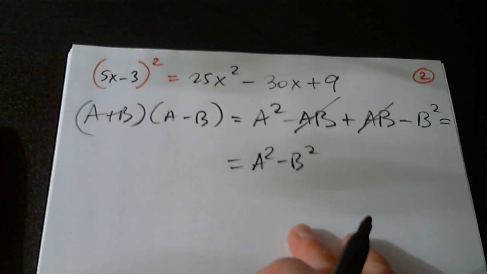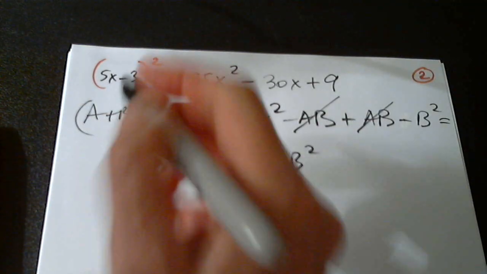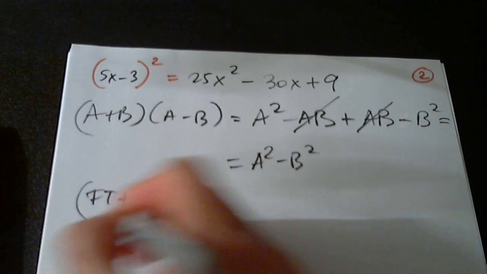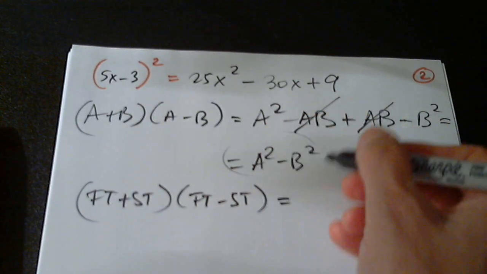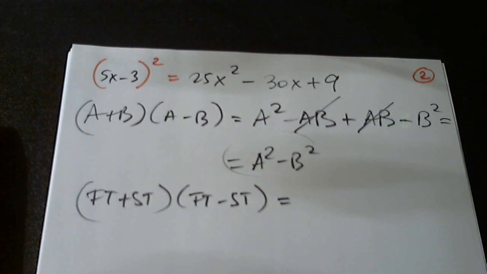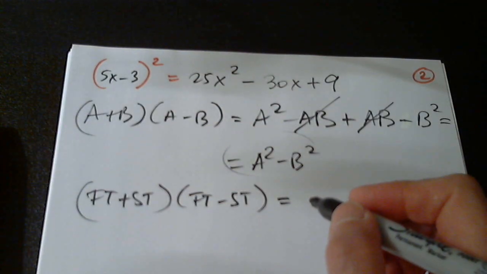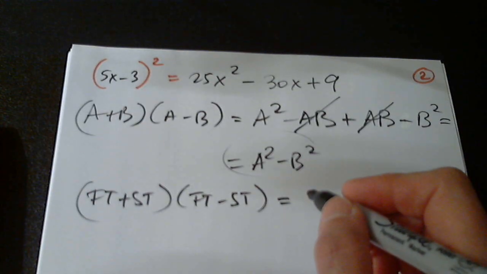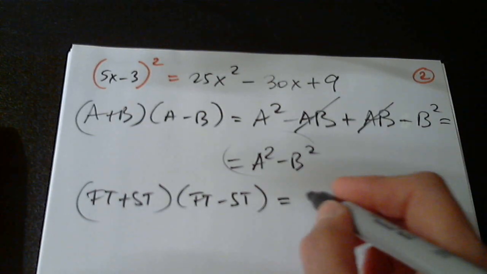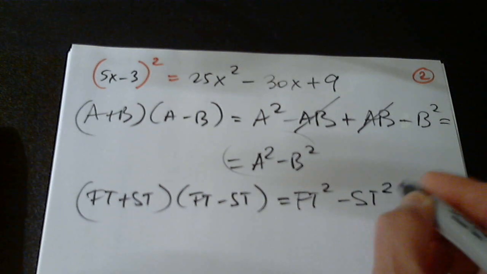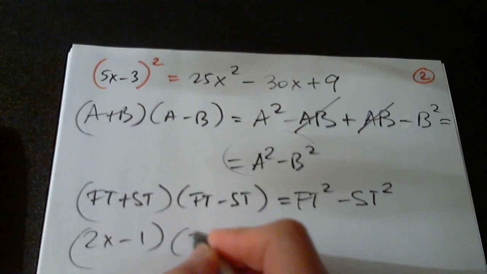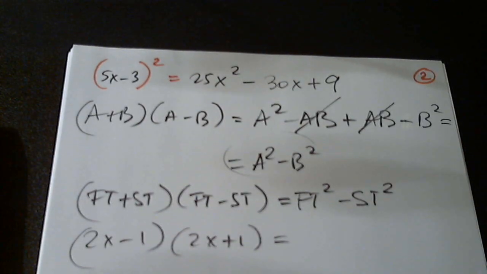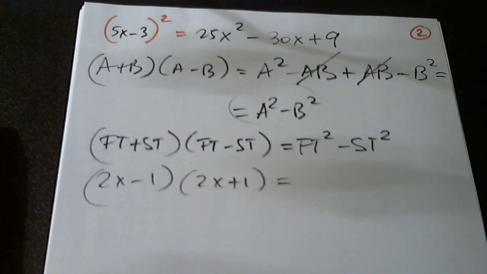So what is the pattern here? First term plus the second term multiplied by the first term minus the second term. Can anyone give us the pattern? What is the pattern that I will remember forever? First term squared minus second term squared. Excellent. Thank you so much. As an example, 2x minus 1 and 2x plus 1. Can anyone use the pattern and tell us what this is?